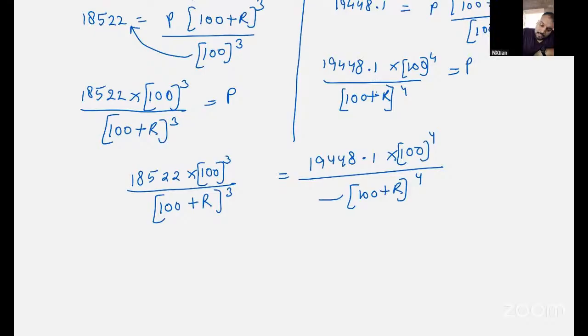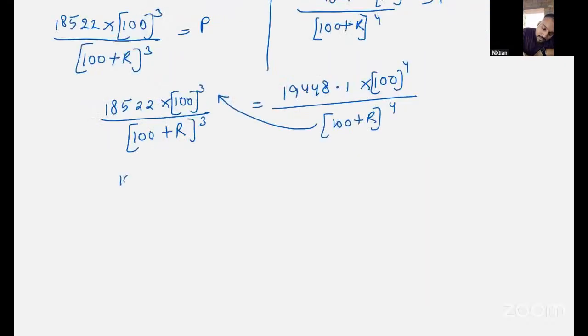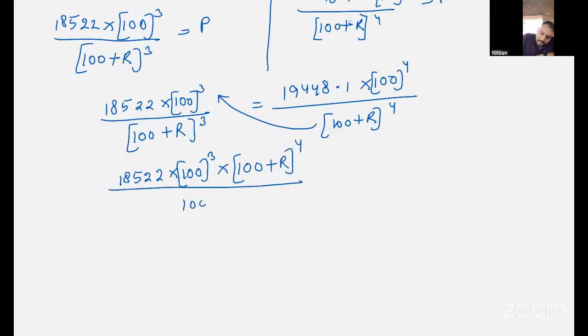Now it will go that side and it will multiply, because division is there. So it's going to look like this: 18522 into 100 power of 3 into 100 plus r power of 4 upon 100 plus r power of 3 is equal to 19,448.1 into 100 power of 4.